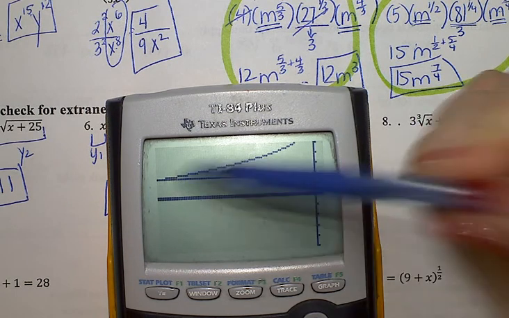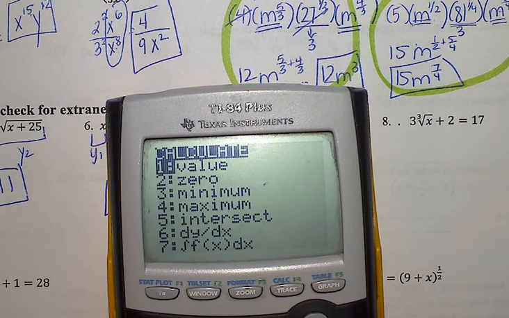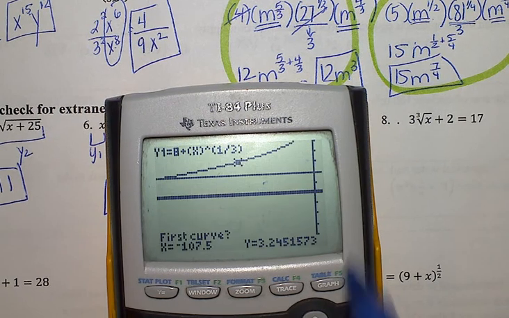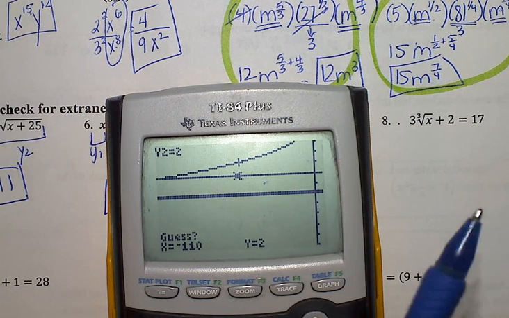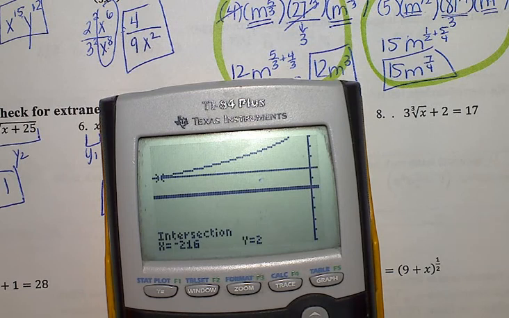So let's check. I'm going to do second, trace, intersect. It's already in one curve. I press enter. It jumps to the second curve. I press enter. I'm going to go over the top of where I believe they intersect. And as long as it's within this window, I should get an answer. Here's my answer. Now, do I put down an answer of 2 or negative 216?